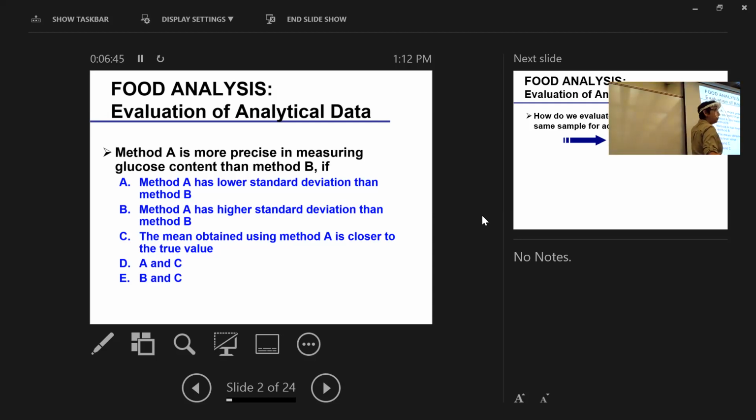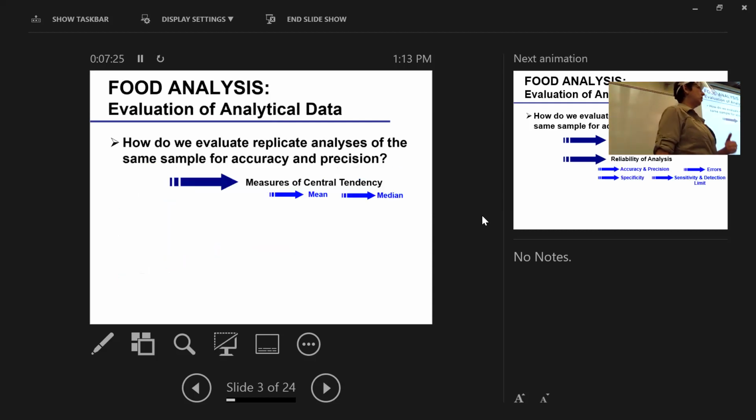So, Shri, you're right with A. C has to do with accuracy. When you're closer to the true value or a reported value, then your value is more accurate. Standard deviation is related to multiple measurements of the same sample and how close they are to each other. The closer the values are, the lower your standard deviation. So it's only A.